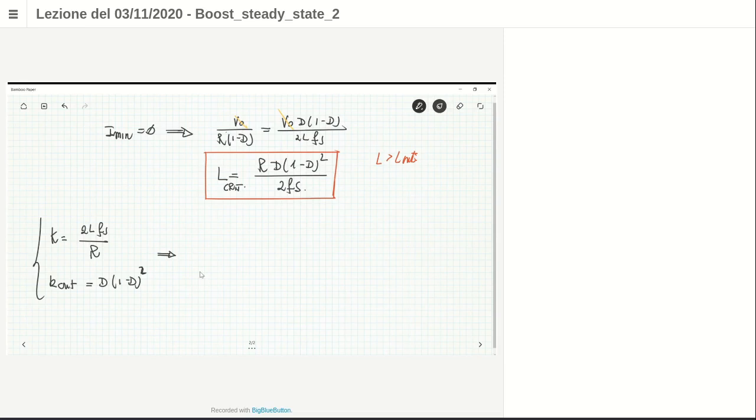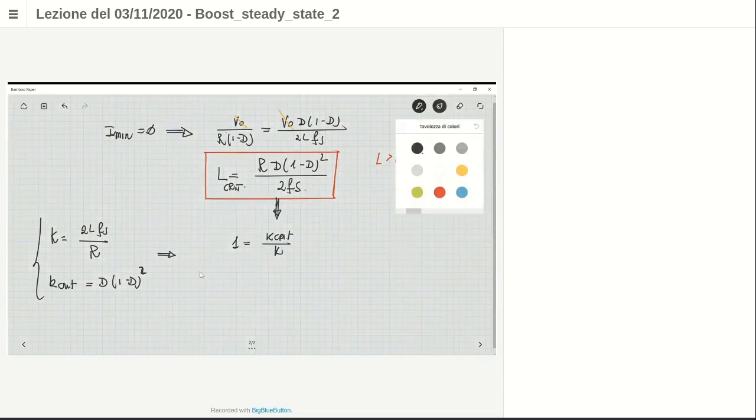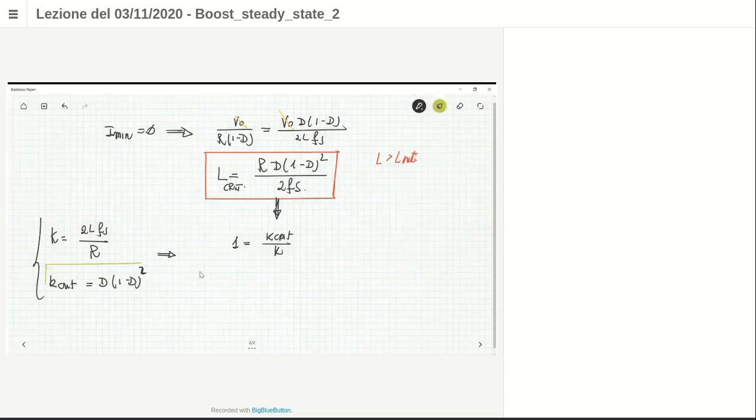Consider these two quantities just defined, then you have that 1 is equal to K critical divided by K. Okay? This is the same expression that I defined before. Now let's plot the function K critical. Okay, let's plot this function.